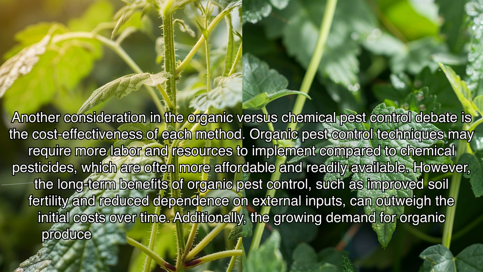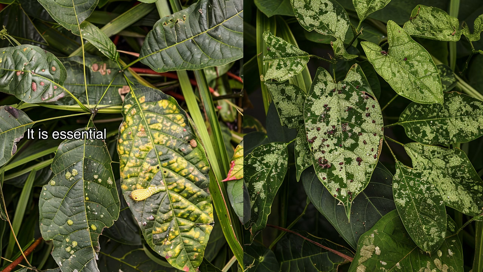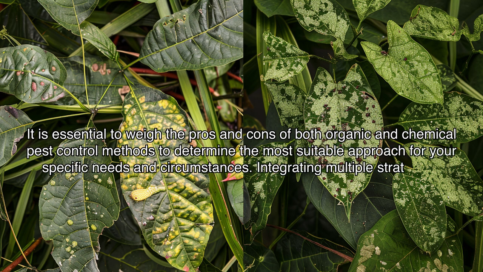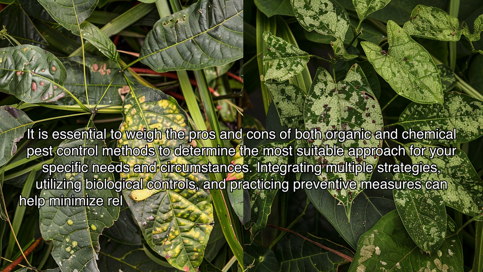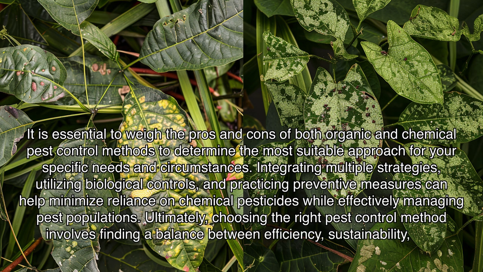Additionally, the growing demand for organic produce in the market has created incentives for farmers to adopt sustainable pest management practices. It is essential to weigh the pros and cons of both organic and chemical pest control methods to determine the most suitable approach for your specific needs and circumstances. Integrating multiple strategies, utilizing biological controls, and practicing preventive measures can help minimize reliance on chemical pesticides while effectively managing pest populations. Ultimately, choosing the right pest control method involves finding a balance between efficiency, sustainability, and environmental responsibility.